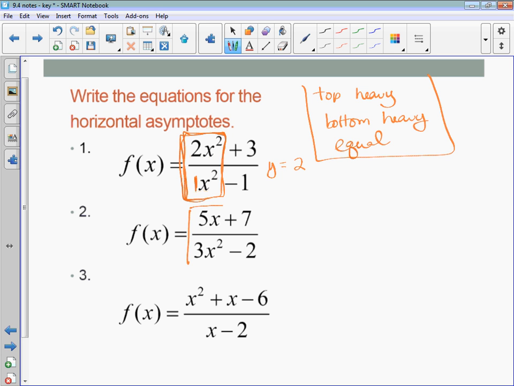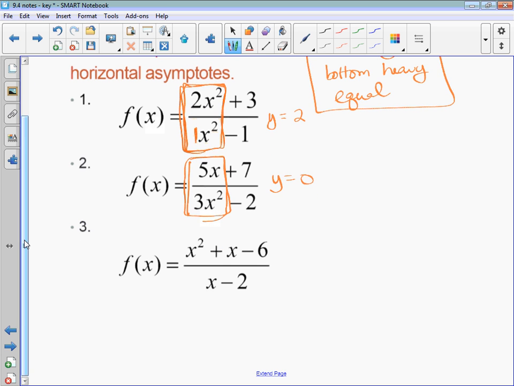Alright, number 2, is that top heavy, bottom heavy, or equal? Okay, bottom heavy is the easy one. It's always just y equals 0. Alright, then the last one here. What's that?